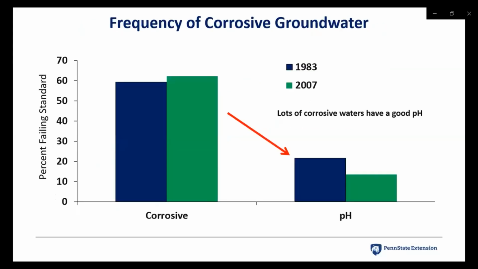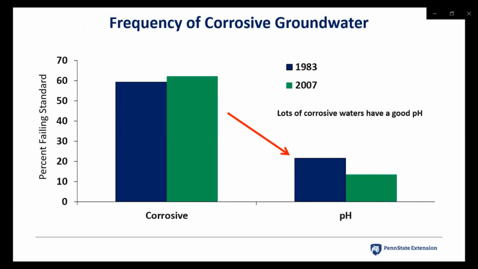And in fact, if we look at the standards for corrosive water, with the LSI, anything less than -0.5 is corrosive, and with pH, anything less than 6.5 is considered to not meet the pH standard. And if we look just at that, in Pennsylvania, in these two different data sets, about 10 to 20% of the private water systems fail the pH standard, but about 60% fail the corrosive water standard. So in other words, they have an LSI lower than -0.5.